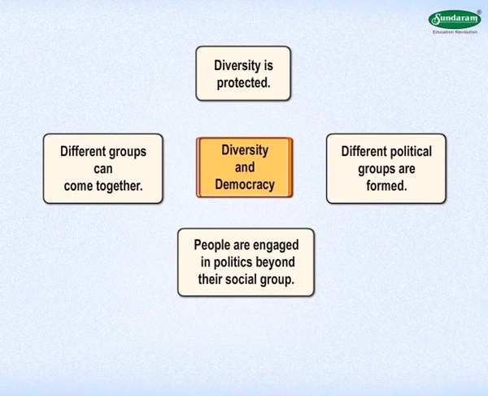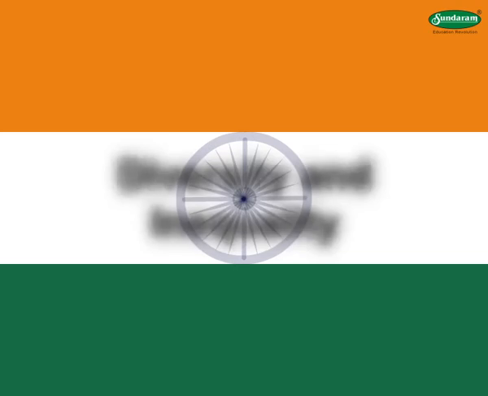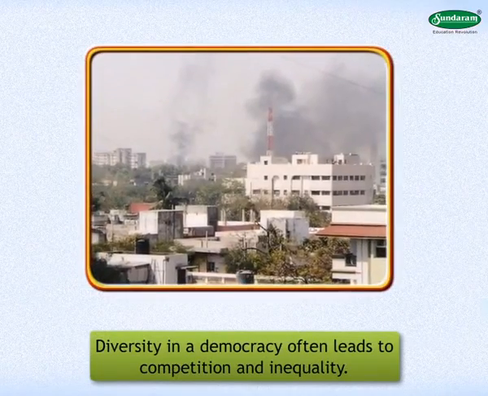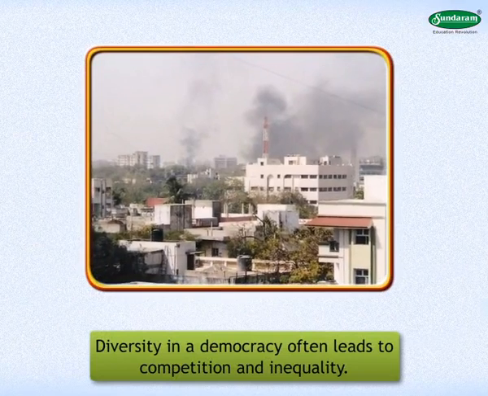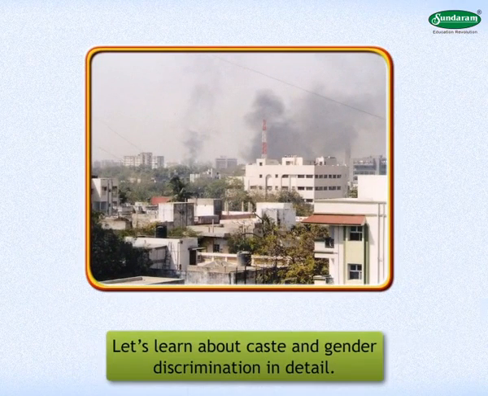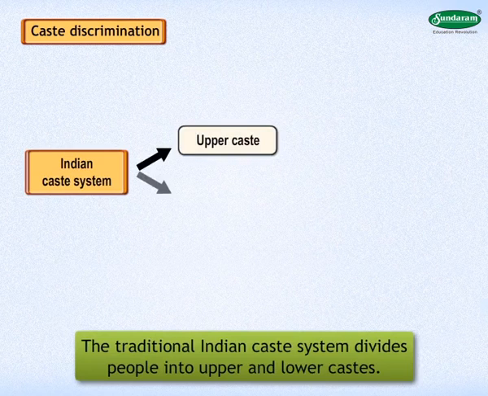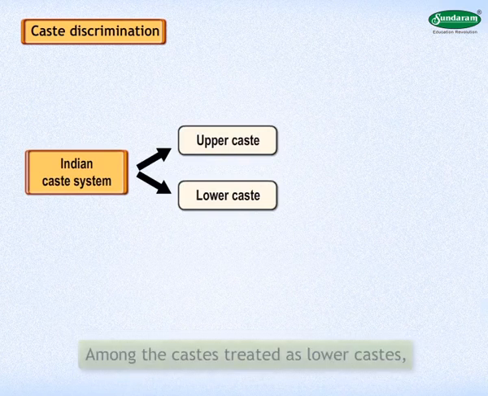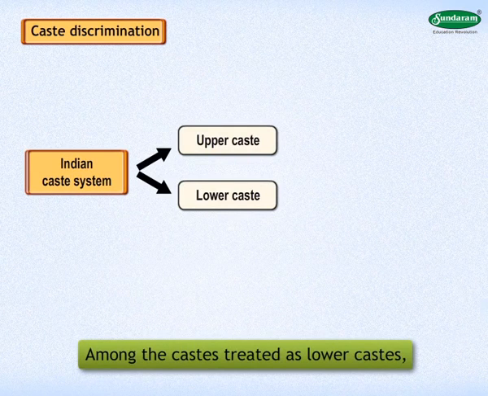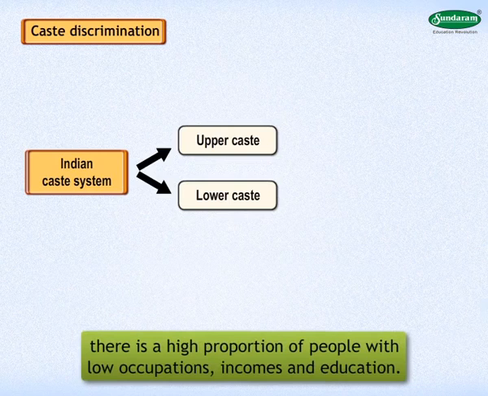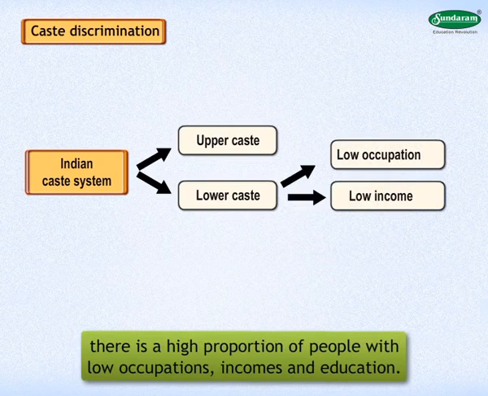Let's explore different aspects of diversity. Diversity and inequality. Diversity in a democracy often leads to competition and inequality. Let's learn about caste and gender discrimination in detail. Caste discrimination. The traditional Indian caste system divides people into upper and lower castes. Among the castes treated as lower castes, there is a high proportion of people with low occupations, incomes, and education.